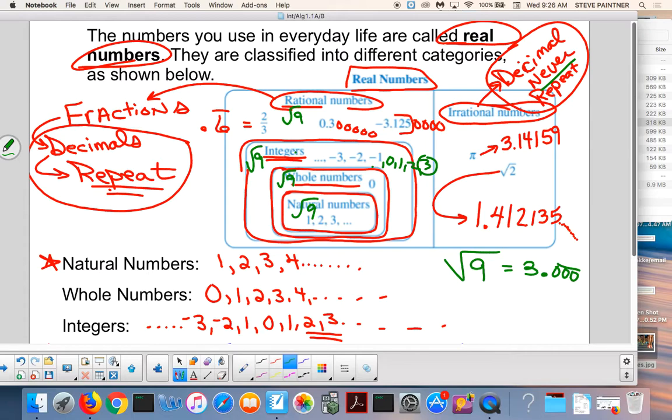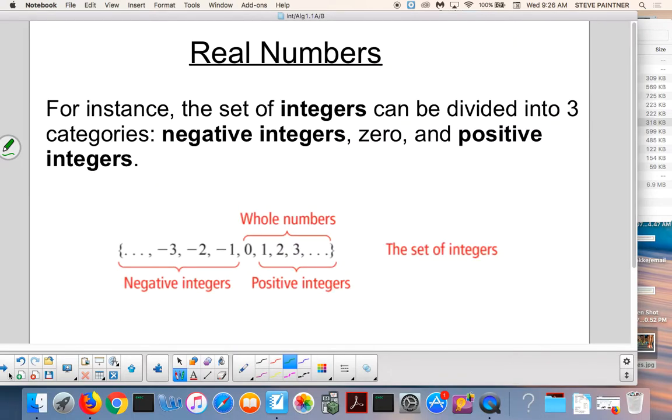Here's the deal. Let's just practice. Here's your, oh, I'm sorry, I thought we had a practice problem. Here's a quick comment here. It says real numbers, for instance, that group called the integers can be divided into 3 categories. Integers can be negative. Integers can be what? Positives. And what's that again? 0. 0 is not positive or negative, but basically they're telling you the integers are the positives, the negatives, and 0. Okay.